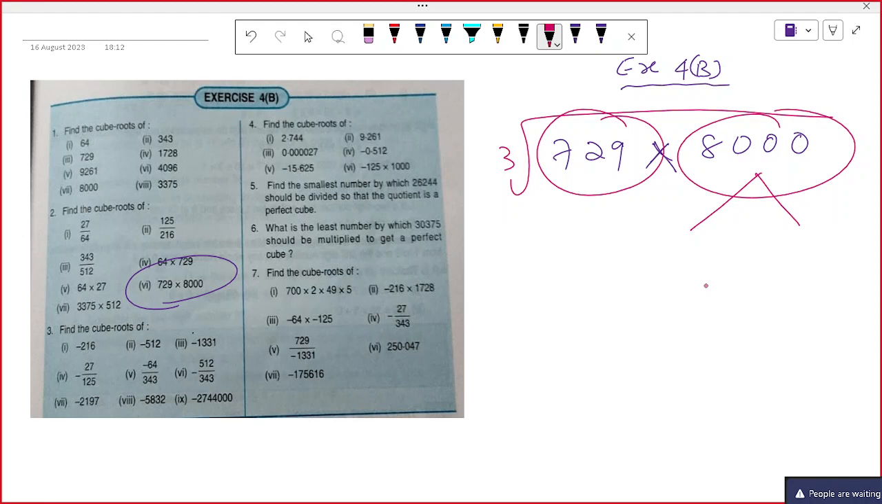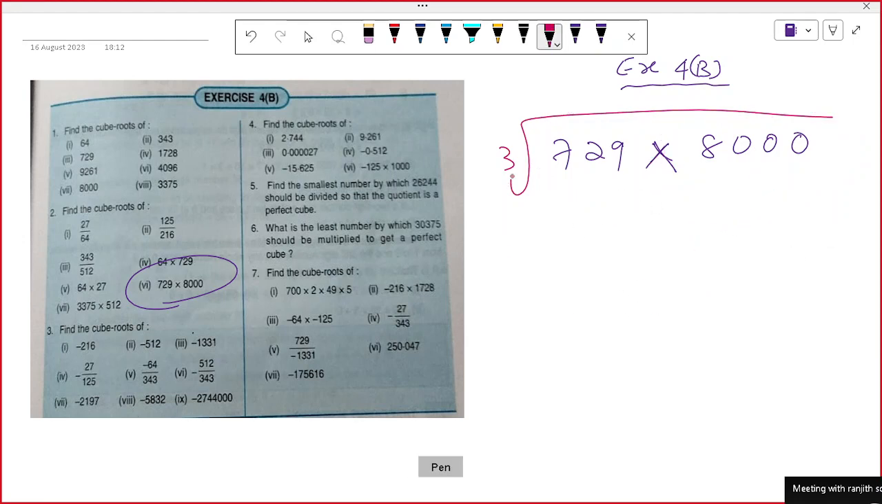Yeah, what's the answer for this, students? What did you say, Akansha? So 9 into 9 into 9. So first 729 into 8 into 1000, sir. Okay. And then 729, cube is 9 into 9 into 9. But just a minute, just a minute.